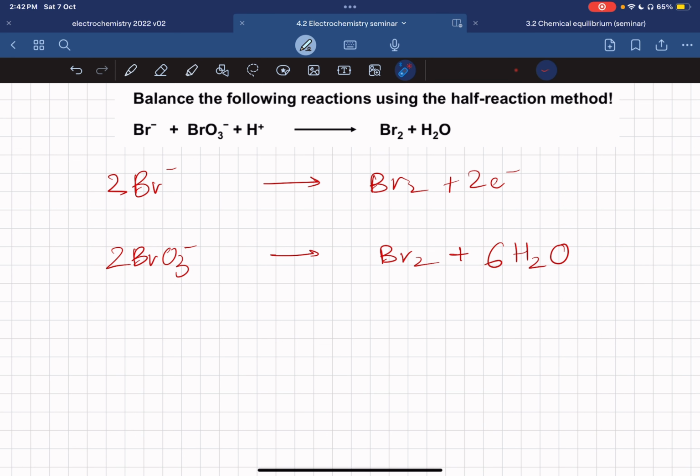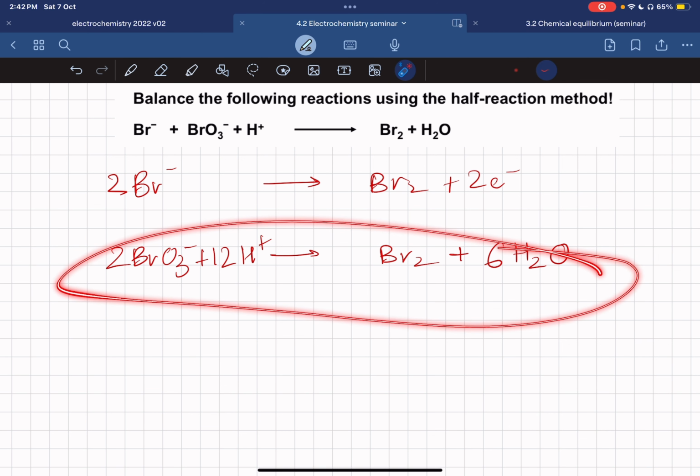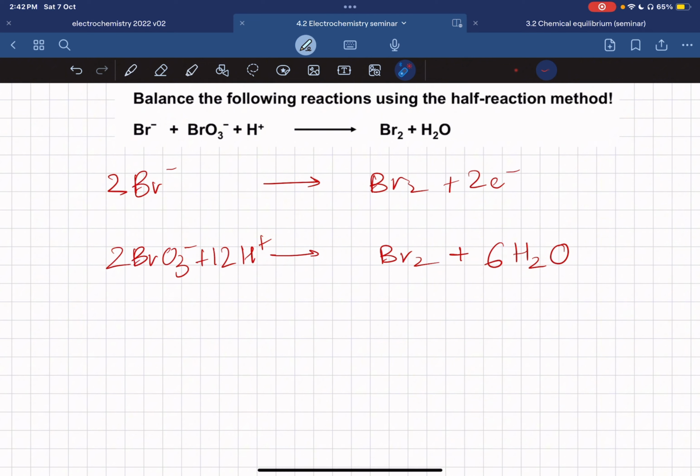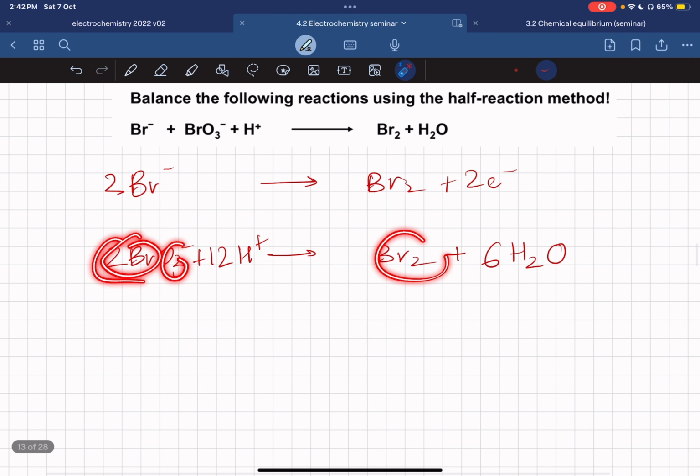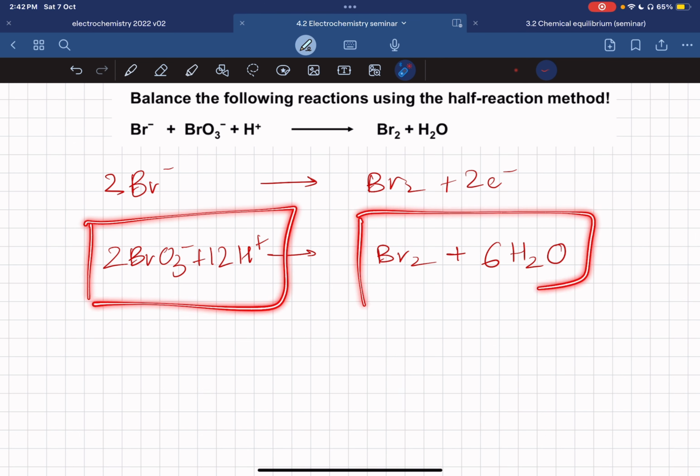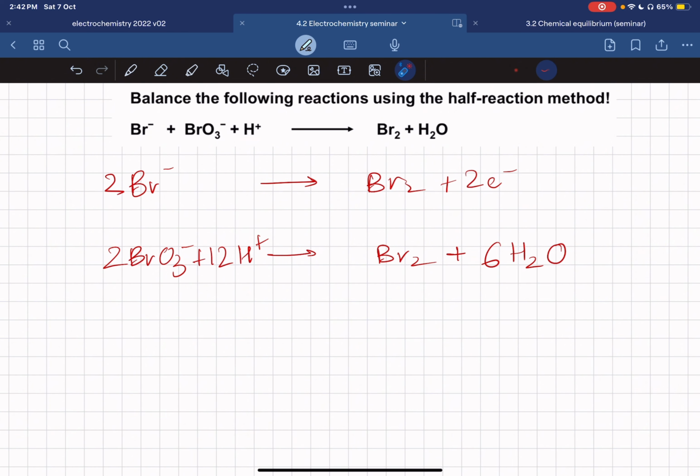Okay? But when we do this, we have to balance another thing. Now this side has 12 H more than this side. So we just add on this side 12 H plus. Now the whole thing is balanced out. So we have 12 H's here, 12 H's here, 6 O's here, 6 O's here, 2 Br's here, 2 Br's here. Now, at the end of the whole thing, you look, are the charges on both the sides balanced? We're going to look at that.